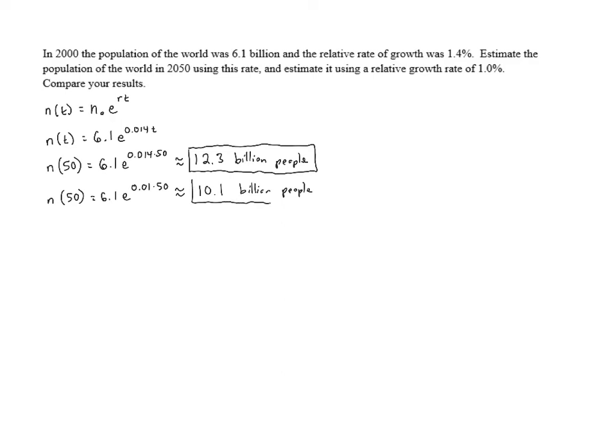So if the relative growth rate changed from 1.4% to 1.0%, that would end up giving us a difference in global population of over 2 billion people. And the takeaway here is that a relatively small difference in relative growth rate, we're only looking at 0.4% here, can end up with a huge difference in the total population given a decent amount of time.